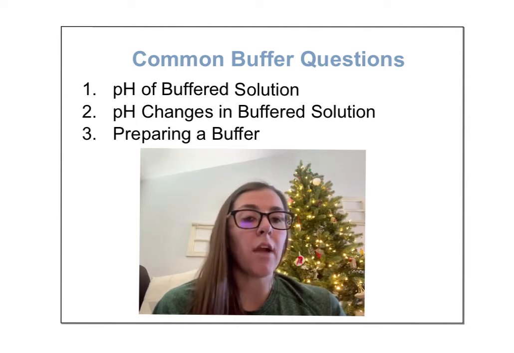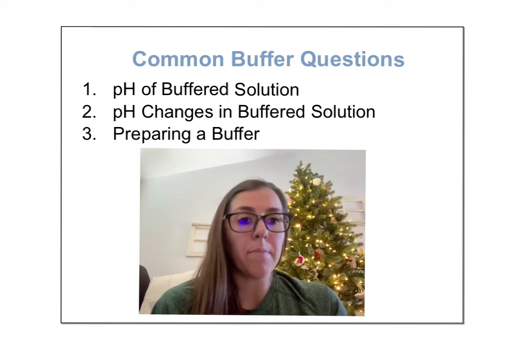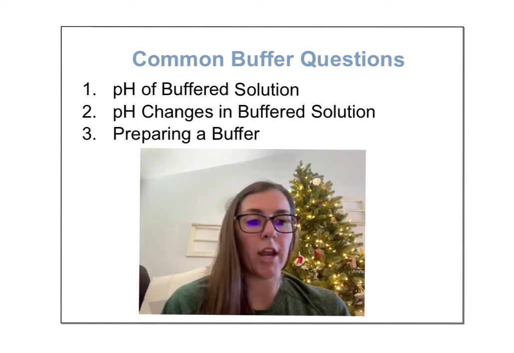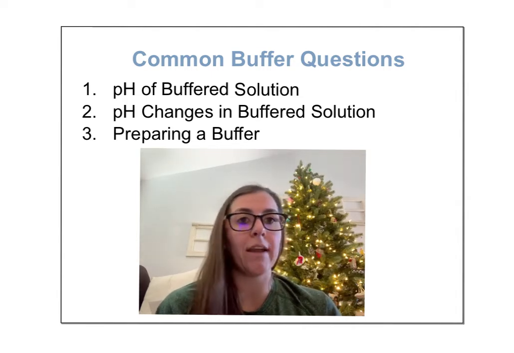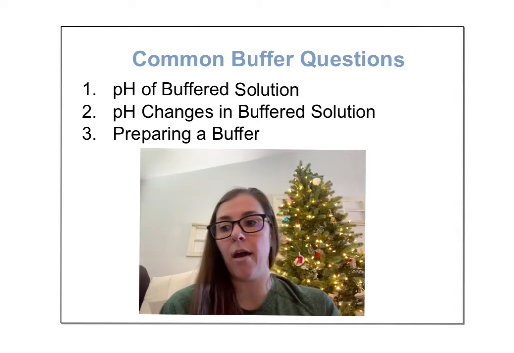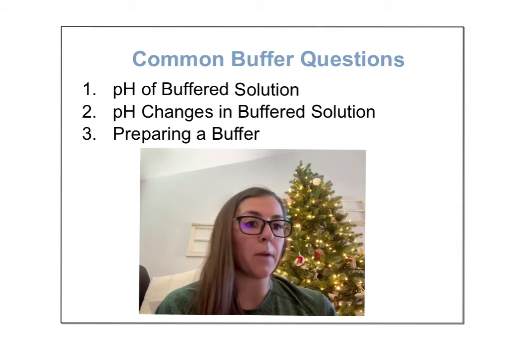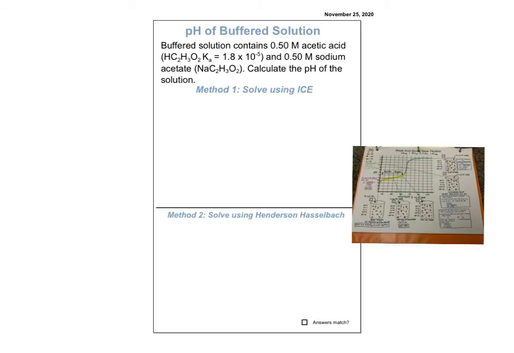And then the third calculation question is, I want a buffer at a certain pH. What should I do to prepare it? So we're going to look at one of each of these types so you can use them as examples for your problem set. Okay, so here's the first type of problem. They are giving me a buffer and they want me to state the pH.